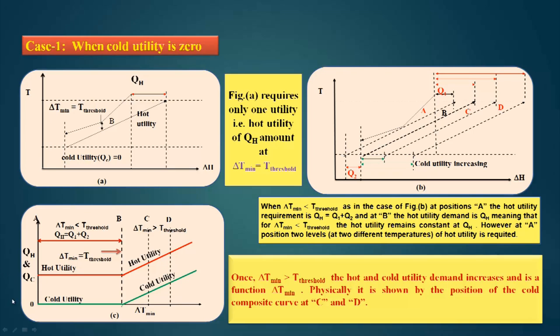So, here the hot utility and cold utilities are plotted with delta T minimum as a parameter on the x axis. We see that when the delta T minimum is changing from 0 to a certain value, up to here, which is called the T threshold, the cold utility demand is 0, whereas the hot utility demand is fixed at QH. If delta T minimum is less than T threshold, QH is equal to Q1 plus Q2, where Q1 and Q2 may vary, but their summation will remain constant at QH. So, the hot utility demand is fixed at QH up to the T threshold point.